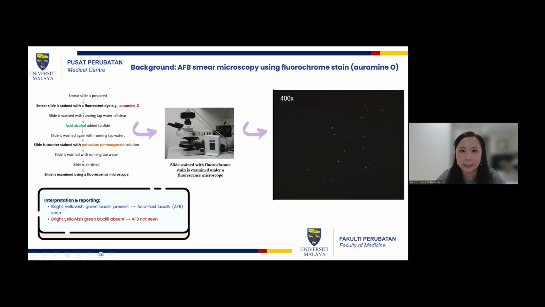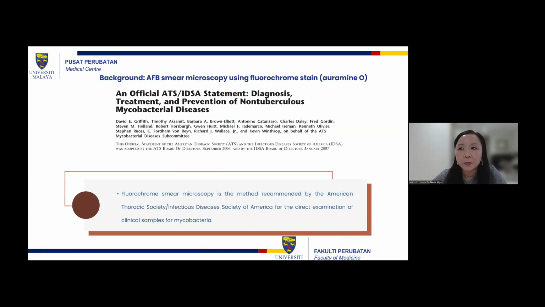fluorescent bacilli. AFB smear microscopy using fluorochrome stains like Auramine O is the method recommended by current guidelines, both national and international, for the direct examination of clinical samples for mycobacteria, because fluorochrome stain smears can be examined at lower magnification than other methods, thereby increasing examination speed and sensitivity.